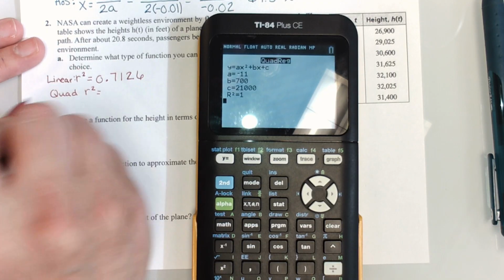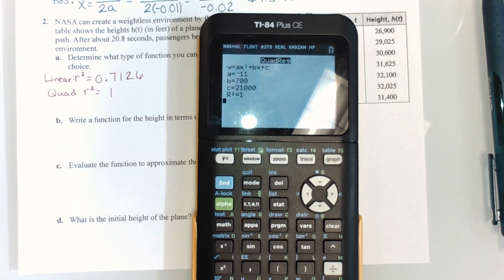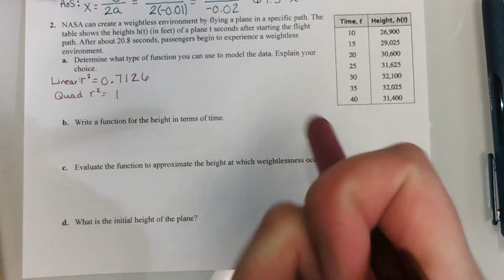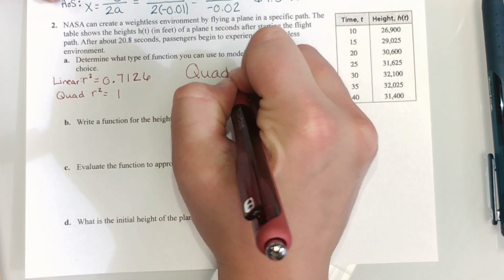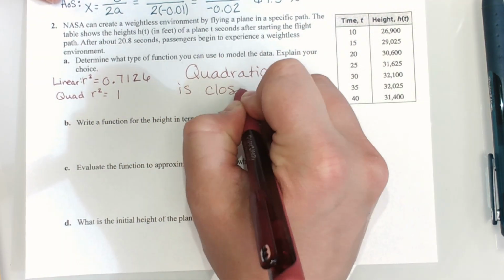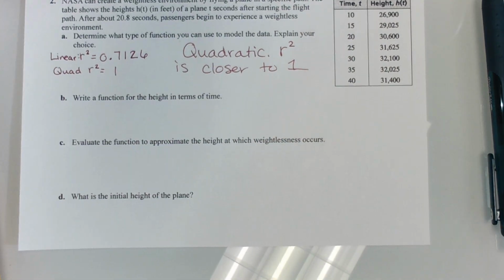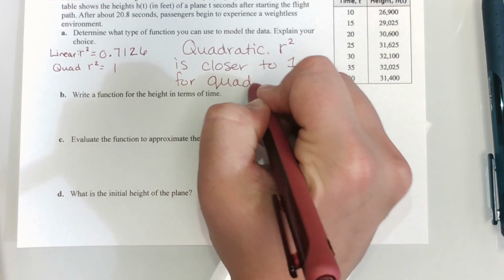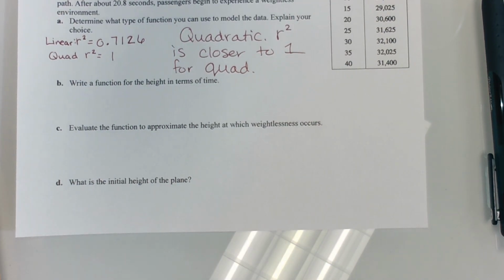How's quad? The closer r squared is to 1, the better it is. If it's exactly 1, that means it's a perfect regression. That means if I were to make this equation, it would hit every single point perfectly. So, which one's better? Quadratic. R squared is closer to 1. You're explaining your reasoning isn't exactly deep for this one. It's which one is r squared closer to 1.